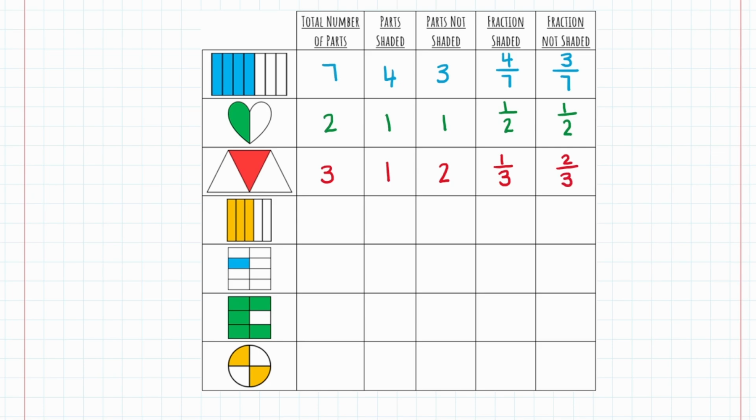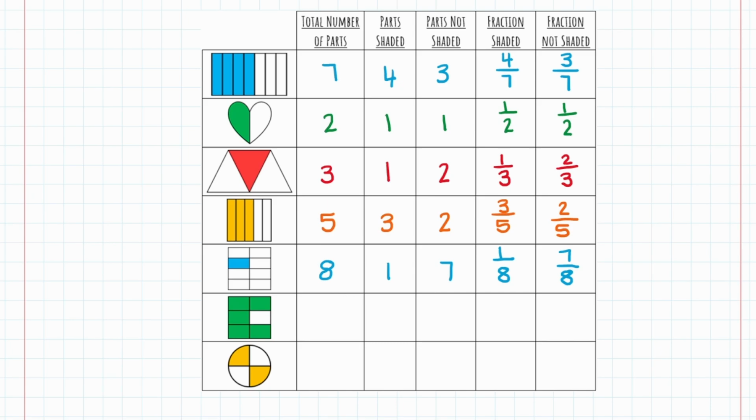We have divided our rectangle into 5 equal parts. 3 parts have been shaded while 2 parts are unshaded. This means that 3/5 of the shape is shaded while 2/5 is unshaded. Our next shape has been divided into 8 equal parts. 1 part is shaded while 7 parts are unshaded. This means that 1/8 is shaded and 7/8 is unshaded.